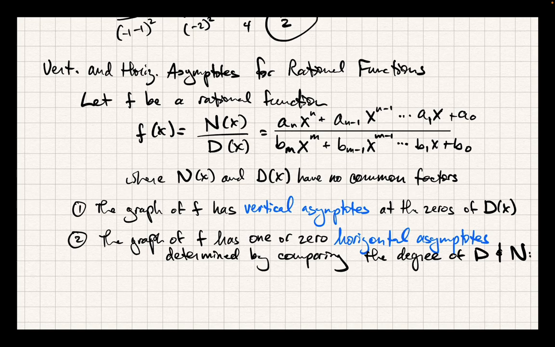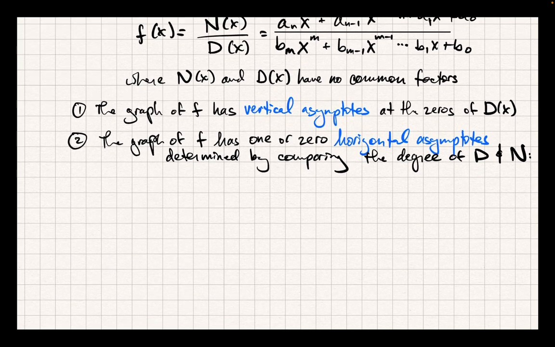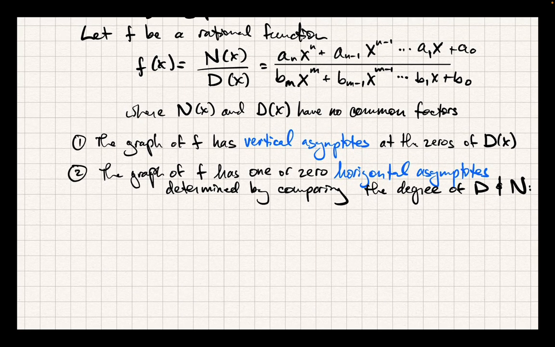So we might have a horizontal asymptote, might have one, or maybe not. Horizontal asymptotes by comparing the degrees of n in this way. So case number 1, n is less than m, so the degree of n is less than m. So what is the degree of the numerator?